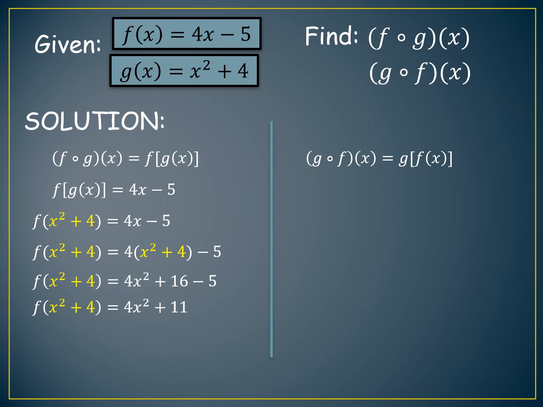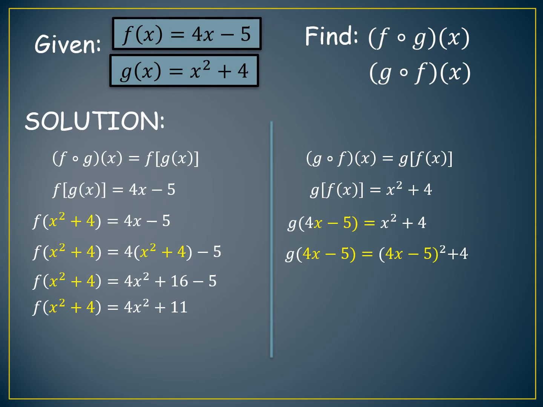The composition of g of f of x. Binaligtad naman. Ang gagamitin natin equation ay si g. Then, yung ipampapalit naman sa x or yung magiging domain is si f. Okay, so magiging g of f of x is equal to x squared plus 4. Ang ginamit na formula dito is x squared plus 4. Ang ipangpapalit naman or yung magiging domain is si 4x minus 5. So, change natin si x ng 4x minus 5. So, magiging 4x minus 5 squared plus 4.